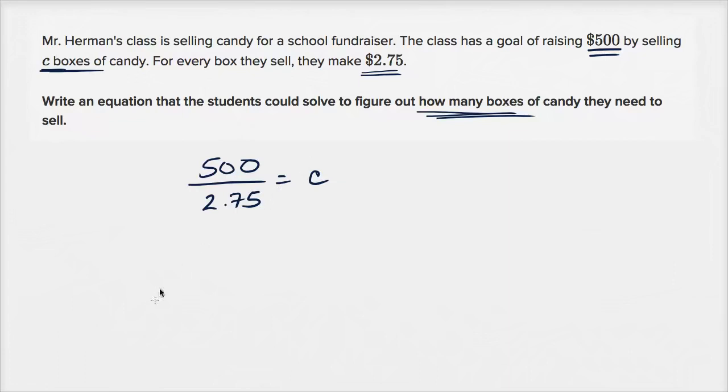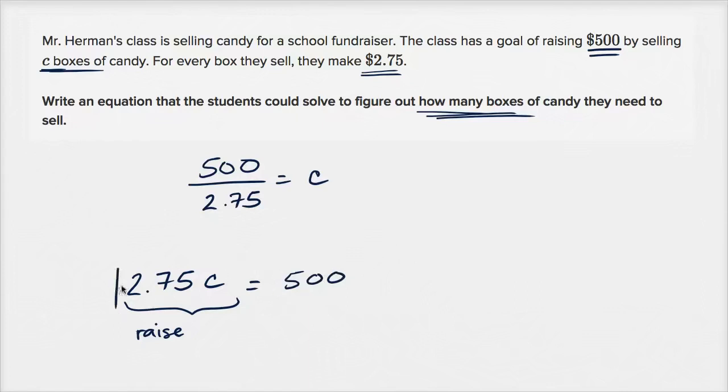Another way you could think about it, it's $2.75 per box times C boxes. This is the total amount of money they will raise. So this is the amount that they will raise, and their goal is to raise $500. So they want this to be equal to $500. So this also could be an equation that the students could solve to figure out how many boxes of candy they need to sell.